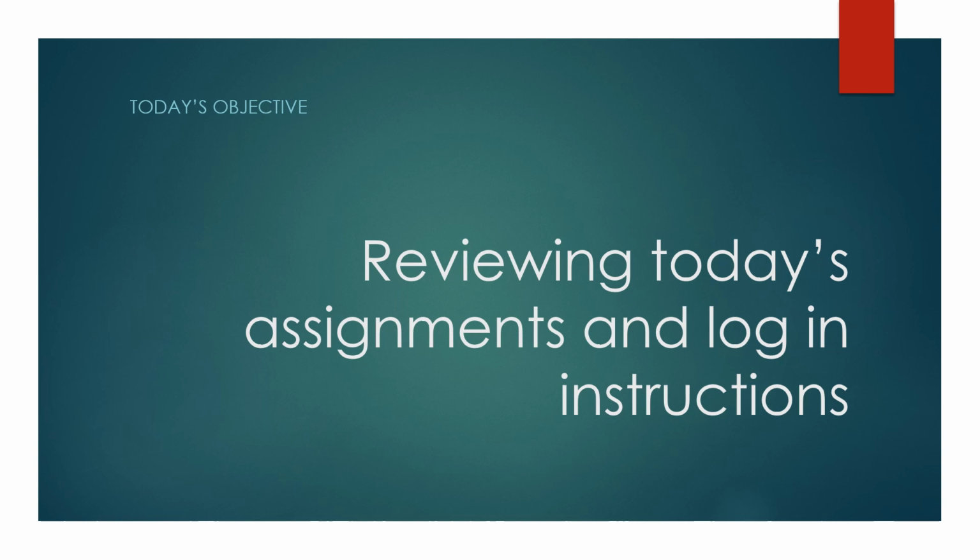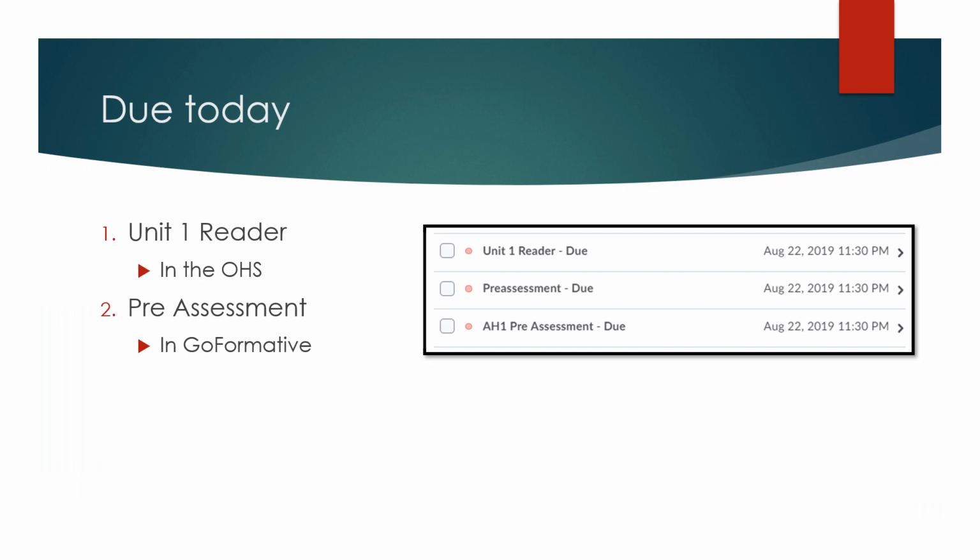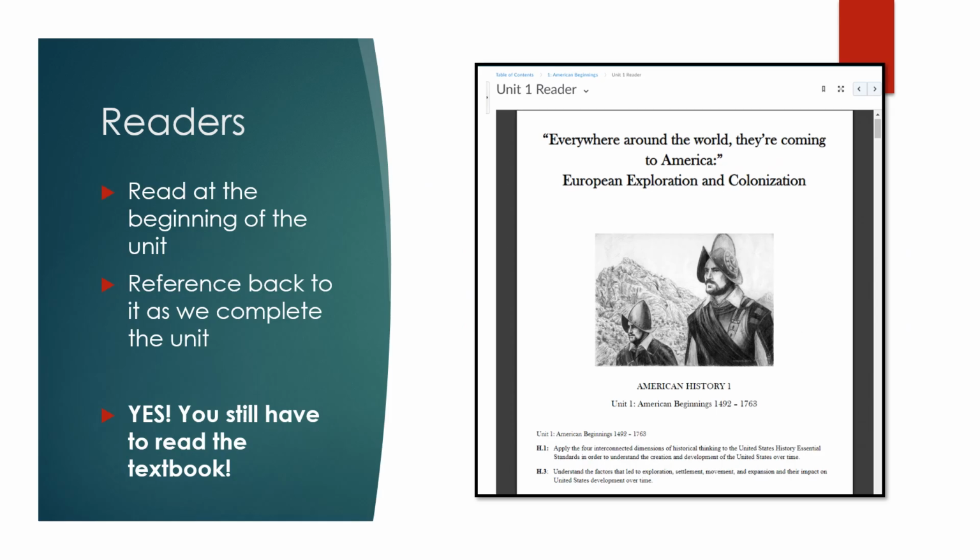Today we're just really quickly going to go over what our assignments are as well as some additional login instructions so that you can complete the work that's listed in the OHS. So when you look on your class plan for today, you're going to see you have two assignments. The first is the Unit 1 Reader, and that's going to be located in our online high school. And the second is a pre-assessment, and that one's going to be located in Go Formative.